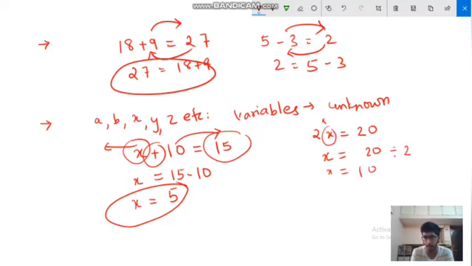If you put the value 10 here, then 2 into 10 is equal to 20. That is, when you exchange the sides, the operation gets reversed. Multiplication becomes division, division becomes multiplication, plus becomes minus, minus becomes plus.